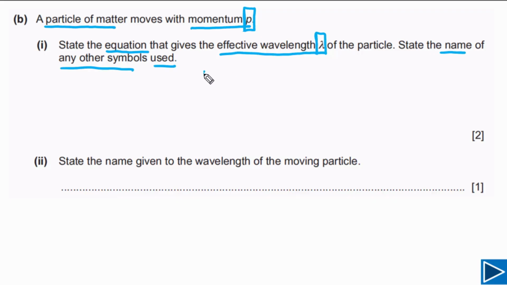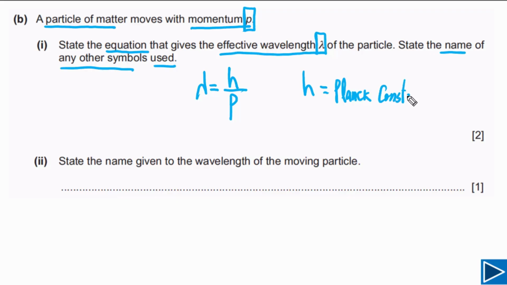So first of all, let's try to write down the formula, the equation for lambda, effective wavelength. Lambda is equal to h over p. So h is a new symbol we have used. This symbol was not given to us. So we have to state the name of this symbol. And h is simply Planck constant.